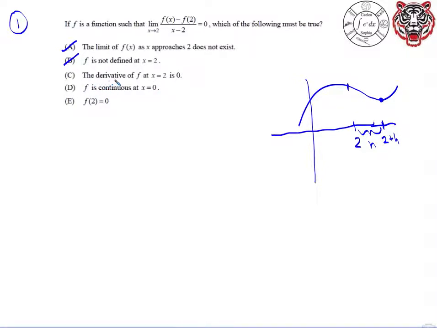The derivative of f at x equals 2 is 0. Yes, this is the definition of the derivative. So the derivative of f, that is this part right here, and this is saying at x equals 2, yep, x is going to 2, is equal to 0.